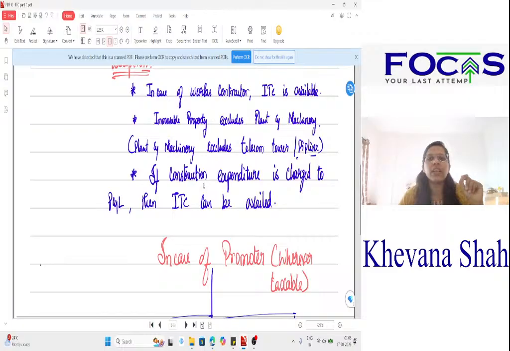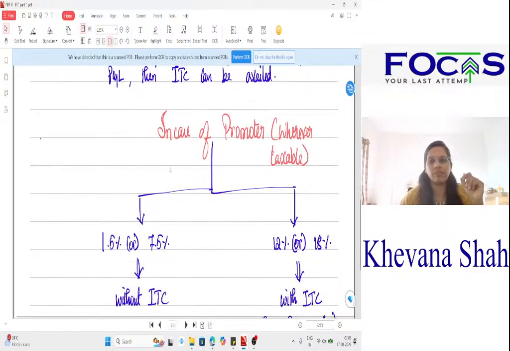Then if the construction expenditure is charged to P&L, then ITC can be availed. Okay, so whatever is your construction expenditure, if you are charging the same to P&L, it means that ITC can be availed. So when you are charging to P&L, which means that you are not taking the depreciation for that particular asset. That is the reason ITC can be availed.